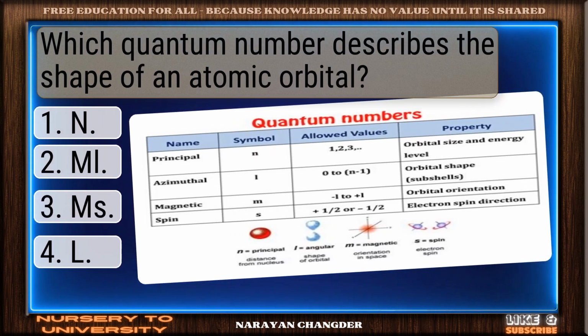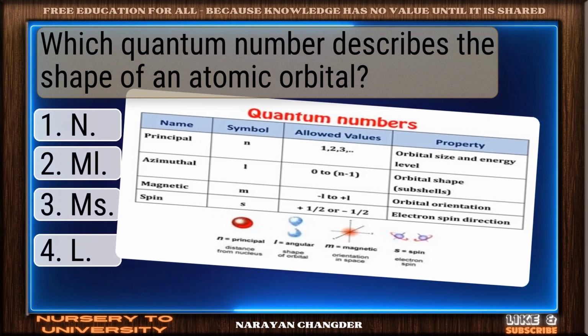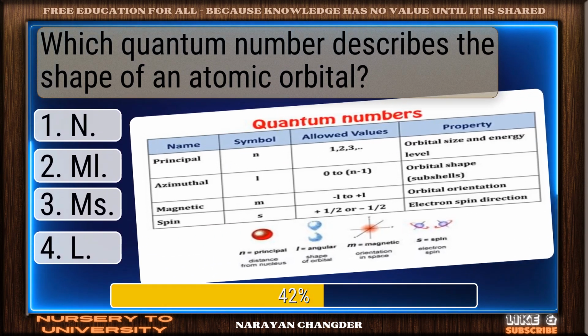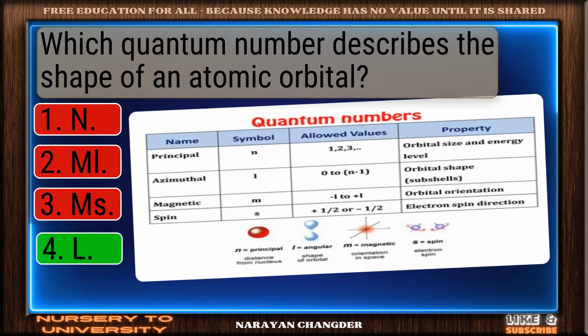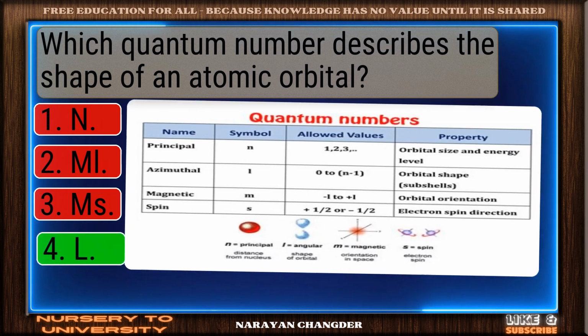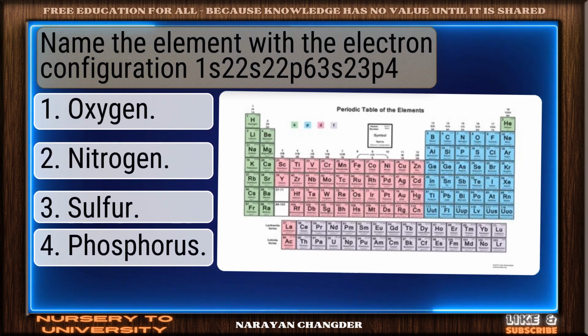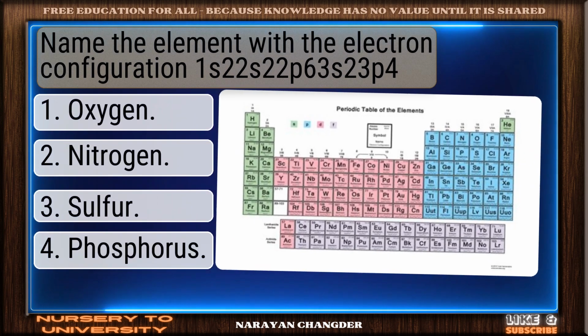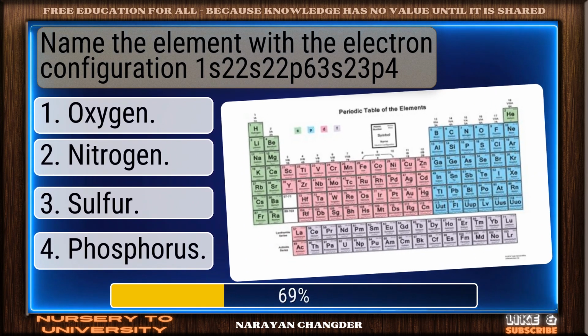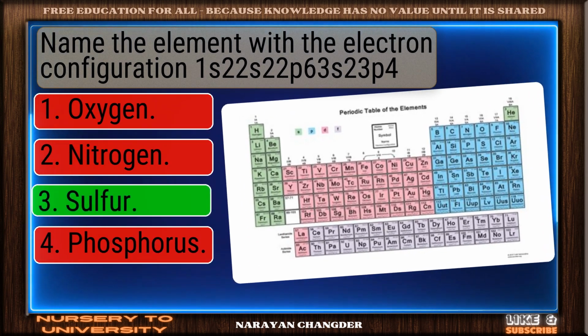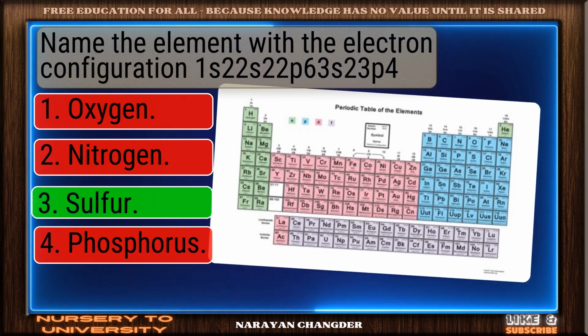Which quantum number describes the shape of an atomic orbital? Right choice. l is the best answer. Name the element with the electron configuration 1s2 2s2 2p6 3s2 3p4. Bravo. Sulfur is the answer.